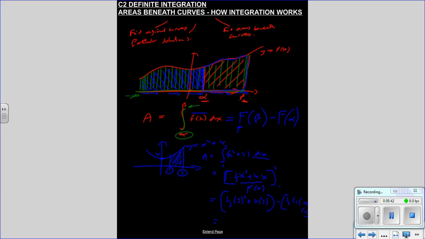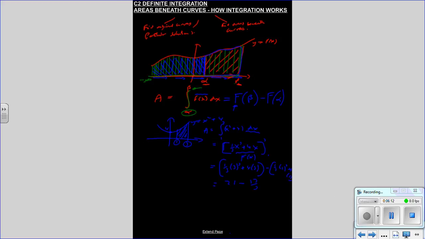And if I put that in my calculator, I'm going to get a third times 3 cubed plus 4 times 3, so that gives me 21 minus, and then a third plus 4 lots of 1, which is 13 over 3, so 21 minus 13 over 3, your answer is 50 over 3.